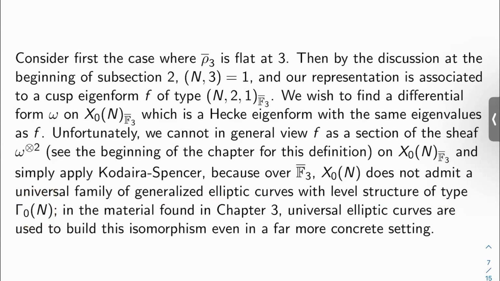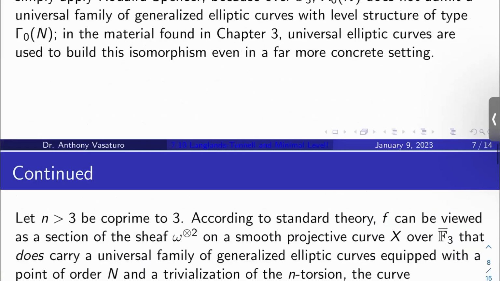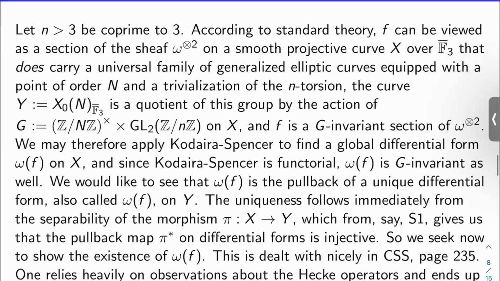Okay, in the material found in chapter 3, universal elliptic curves are used to build the so-called Kodaira-Spencer isomorphism in that special case, even in a far more concrete setting. So if we don't even have that here, then we can't hope to do things so easily. So there's a trick, though. So let's let N be bigger than 3 and coprime to 3.